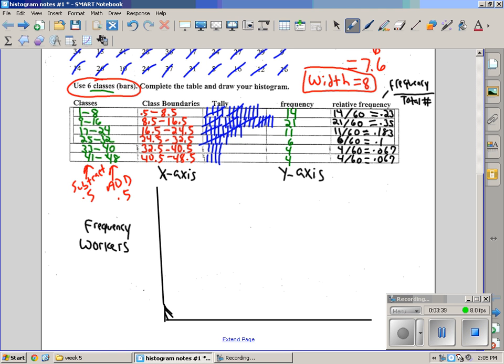So we're going from 4 to 21, so what do you want to count by? 5.